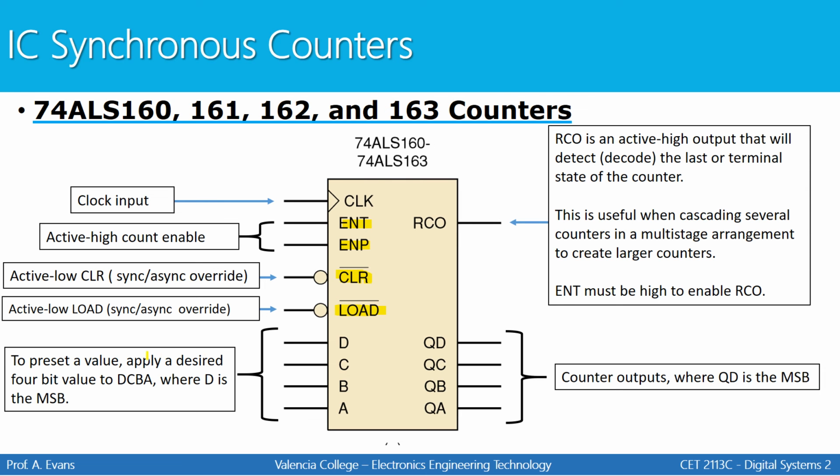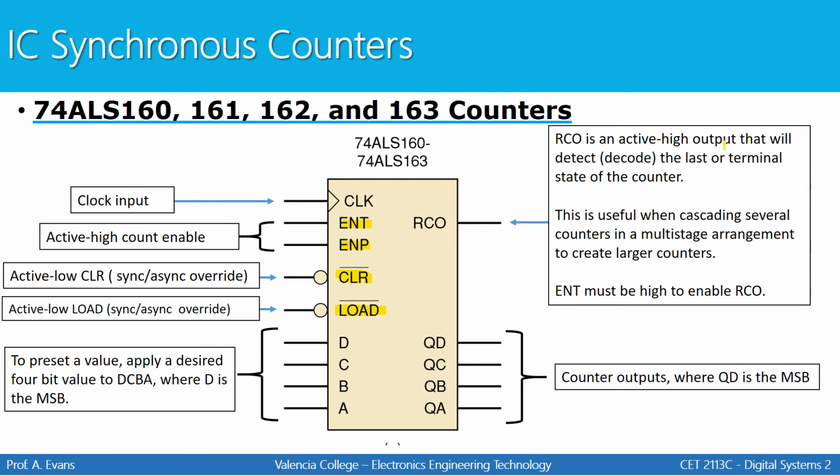Then to preset a value, we have to apply a desired 4-bit value, DCBA, where D is the most significant bit, to these 4 inputs here. The outputs of your counter will be here, where QD is your most significant bit. And then we have this output here called RCO.